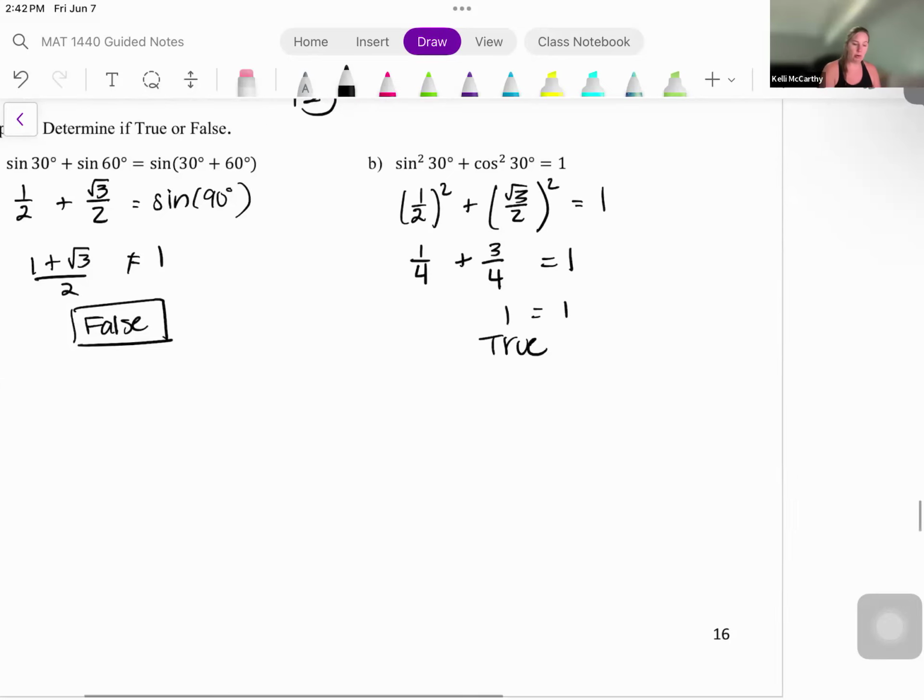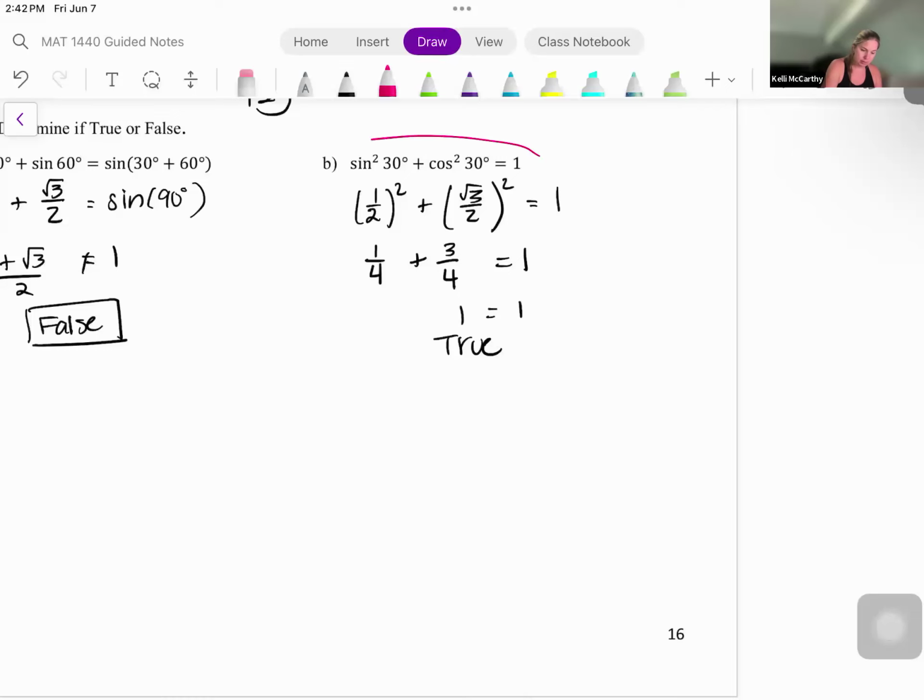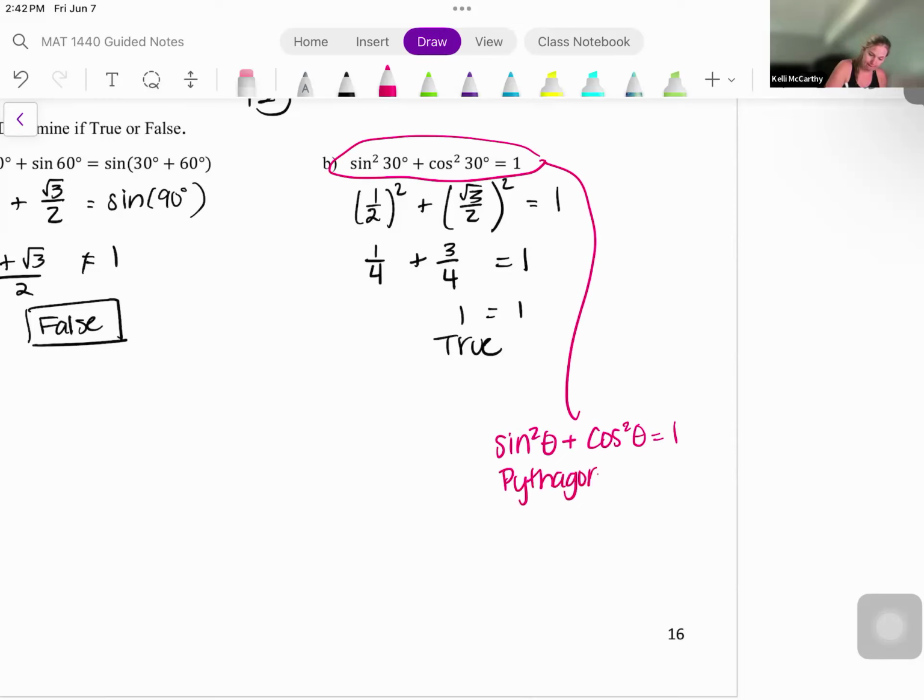Now, I also want to point out, this is the same as sine squared theta plus cosine squared theta equals 1. This is our Pythagorean identity that we introduced a couple of videos back. So now we've seen a concrete example of why that Pythagorean identity is true.